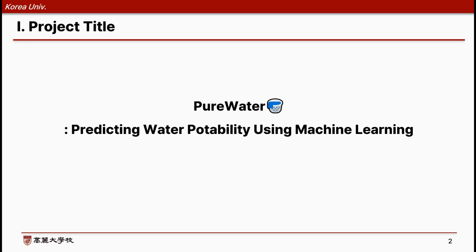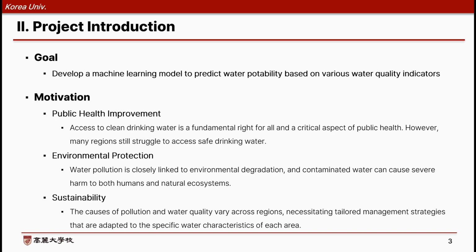The title of the project is Pure Water, and it predicts drinkable water using machine learning. To introduce the project, the goal is to develop a machine learning model to determine drinkable water based on various water quality indicators. There are three main motivations behind this project.